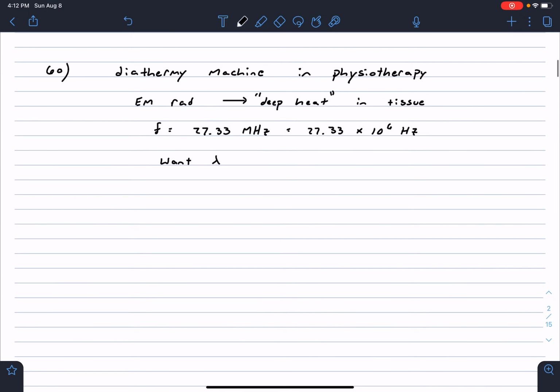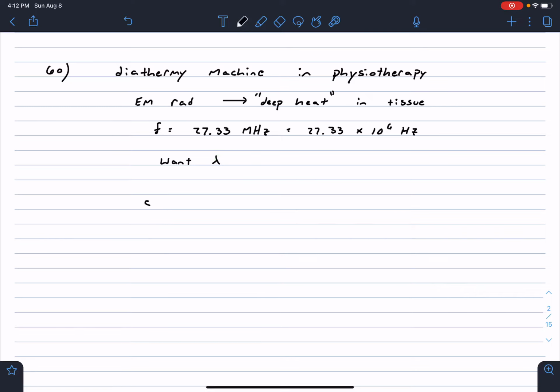Next problem, number 60. We're given a scenario with a diathermy machine in physiotherapy. I don't know if I'm saying that right. I've never seen this before. But it apparently gives you EM radiation until you feel deep heat in your tissue. We are told the frequency we're broadcasting the EM radiation at, 27.33 megahertz, which is 27.33 times 10 to the 6 hertz. Again, it asks for the wavelength.